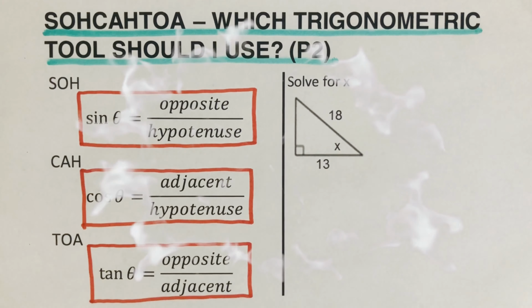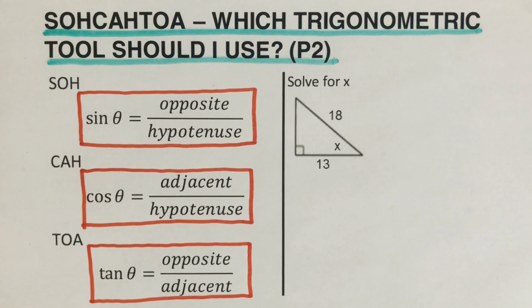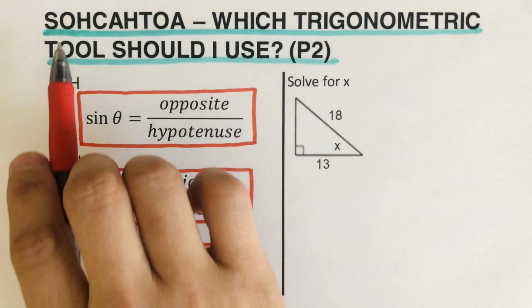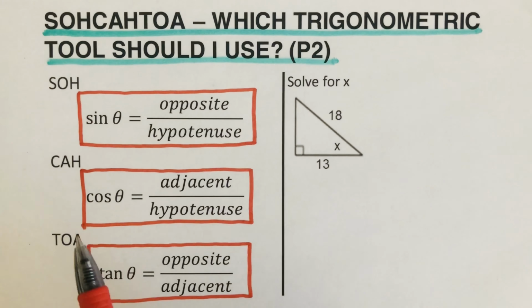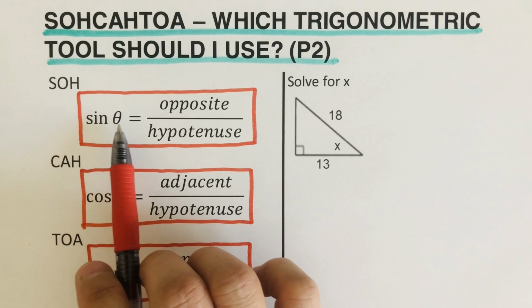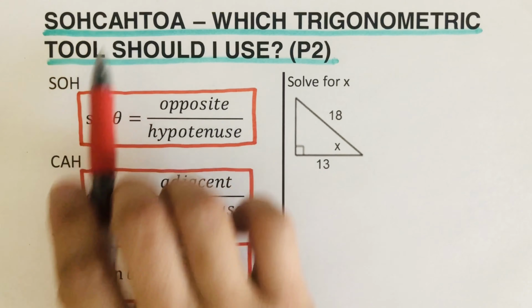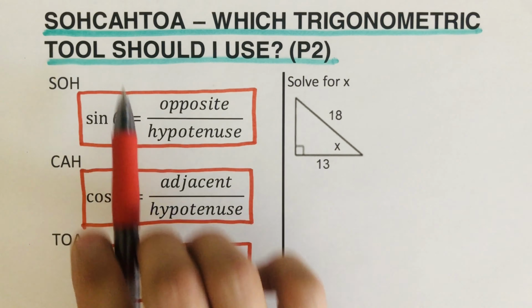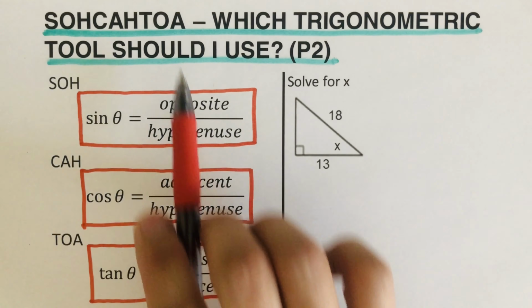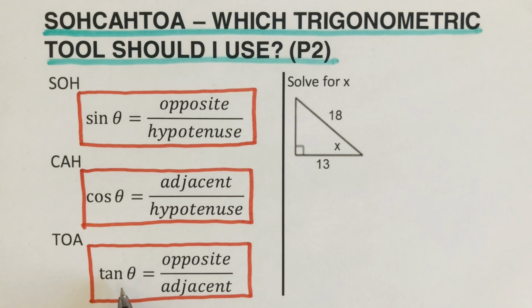Hello everyone, in this video we are going to determine the missing angle of a right triangle given two sides using SOHCAHTOA. SOHCAHTOA stands for sine is equal to opposite over hypotenuse, that's SOH. CAH is cosine is equal to adjacent over hypotenuse. TOA is tangent theta equals opposite over adjacent.